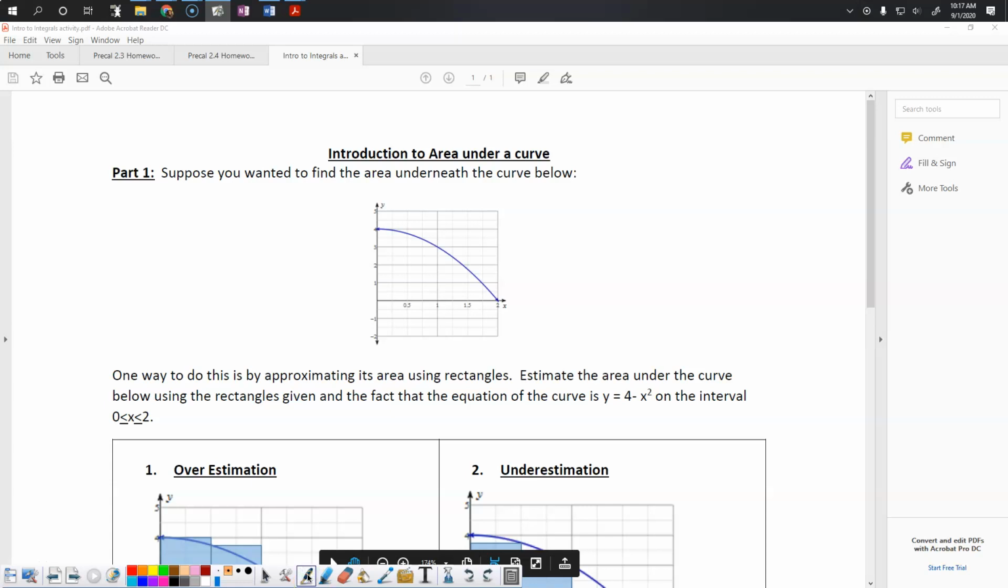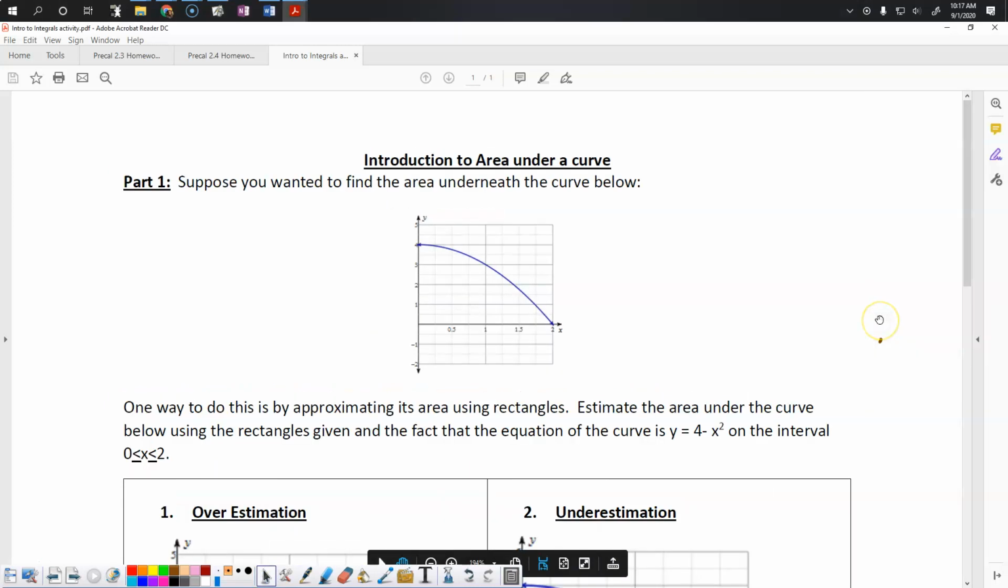Alright guys, we are beginning Unit 2. Hooray! So we're going to do a little introduction activity here to get you warmed up for what we're going to be learning in Unit 2. Unit 2 is about something called integrals. And what integrals do is they help us find the area under the curve of a line.